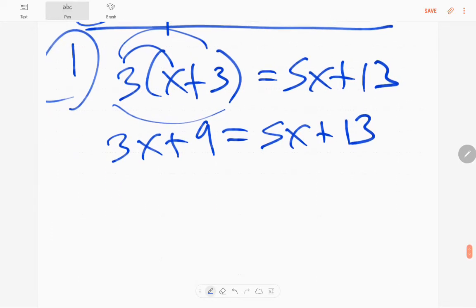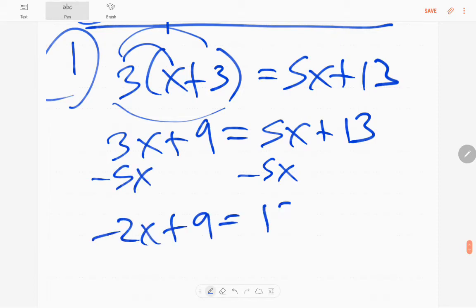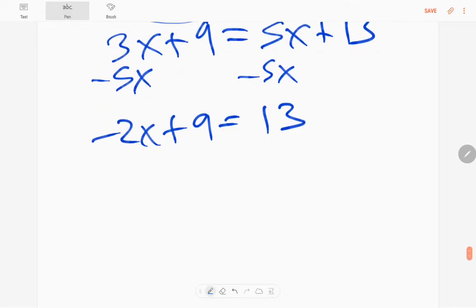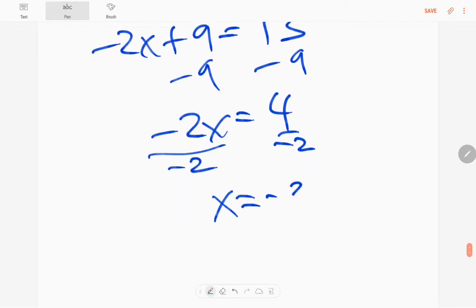Now let's put all the x's on the same side. So I'm going to subtract 5x from both sides. And then let's put all the constants on the right by subtracting 9 from both sides. And the very last step, divide both sides by -2. So again, I go fast, but just pause the video if you want to slow down a little.